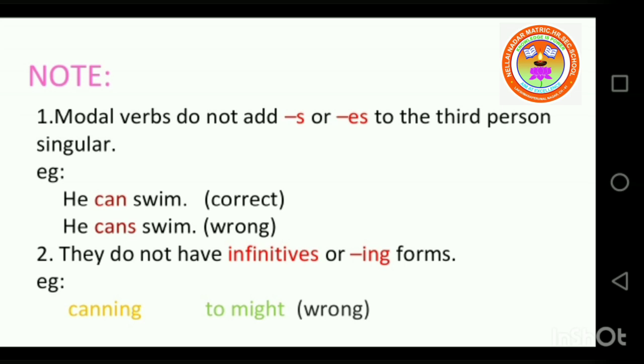For example, he can swim. This is the correct sentence. Of course, it is grammatically correct. Here, we cannot add s like he cans swim. It is wrong.